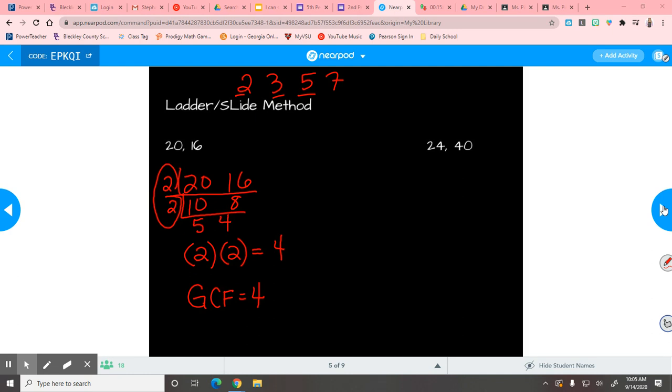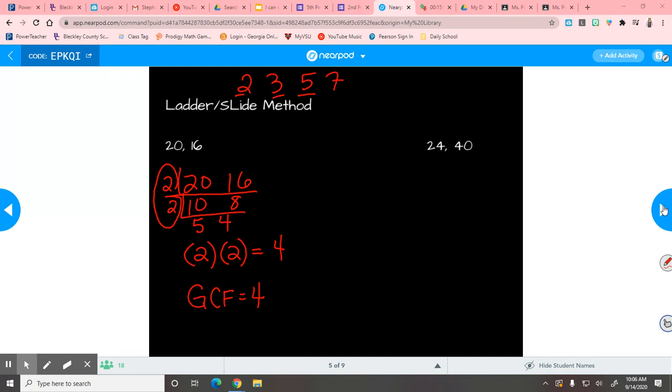So we've used 3 different methods to find the greatest common factor. What are the 3 methods that we've used so far? We used the ladder. What was the first thing we did? We made the list. So you can use the ladder, a list, or the Venn diagram. I like this one. You have to decide which you like best.